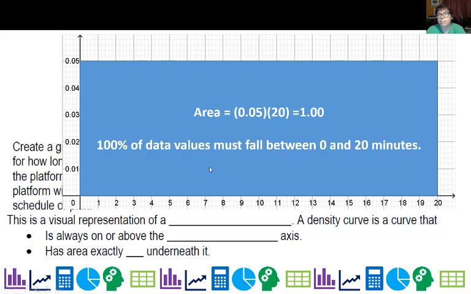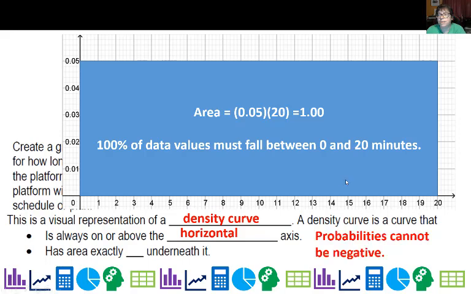So this visual representation we call a density curve. And it's always on or above the horizontal axis. Why is that? Probabilities can't be negative. And the area, when we add up the whole thing, is 1. For those of you doing calculus, you may have done areas under the curve, and there are some very cool distributions you can integrate and find the area, but they're not necessarily easy integrations.